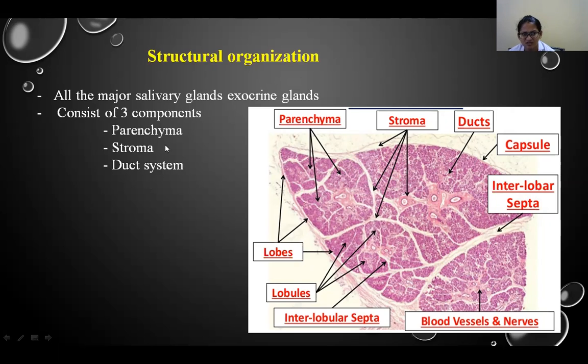This is about the stroma. It supports the structure and supports the cells. The main function of the stroma is to support the cells.